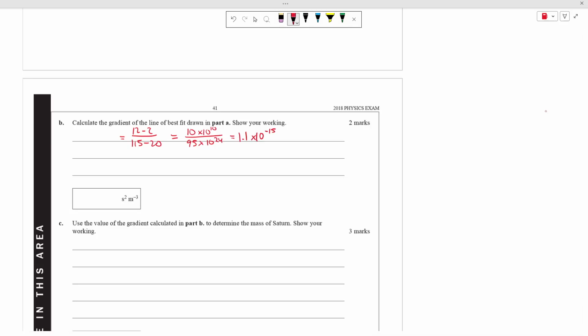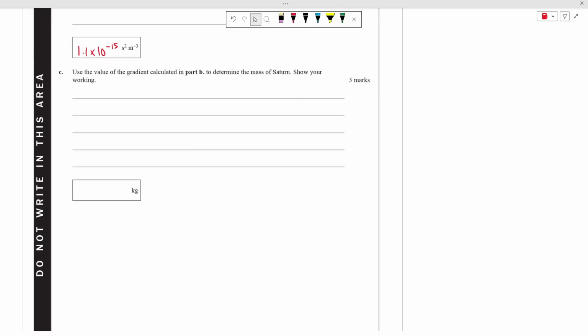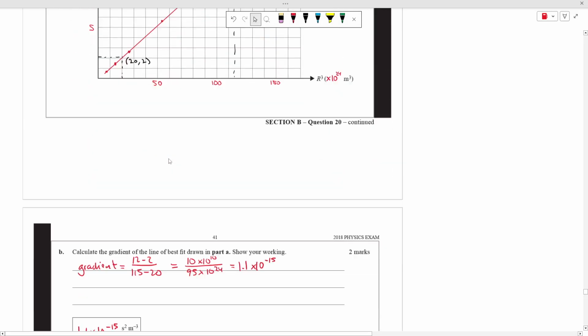I won't say g, I'll say gradient. Right. 1.1 times 10 to the negative 15. Part C, use the value of the gradient calculated in part B to determine the mass of Saturn. Show your working. Alright, well, let's think about how we're going to do this.